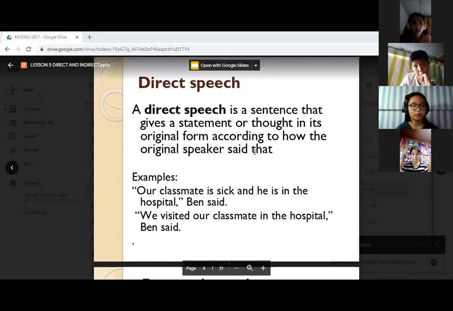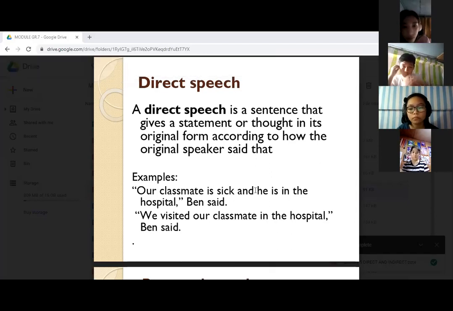So, meaning to say, if we are writing a direct speech, it should be based on the exact dialogue that the person said. No more additional words. That is why it is direct, because that is directly what he said. So, there are no add-ons. No additional words. Next, the two examples below are the examples of direct speech. Those are my examples from earlier.